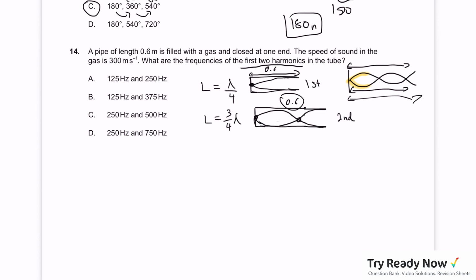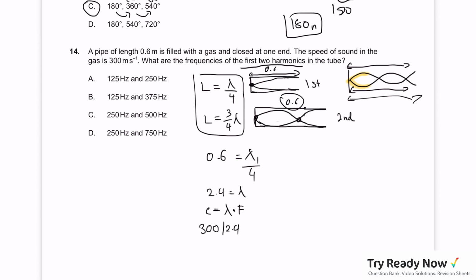Alternatively, you can just memorize these formulas and apply them in the question. So let's just start applying them. Let's find out the wavelength for the first harmonic, which I will denote as wavelength 1 here, and it works out to be 2.4. So we know that the speed of a wave is equal to the wavelength multiplied by frequency. So we can just use it to find the frequency. So 300 divided by 2.4 to get frequency, and that is 125 Hertz. So we know the option is either A or B.